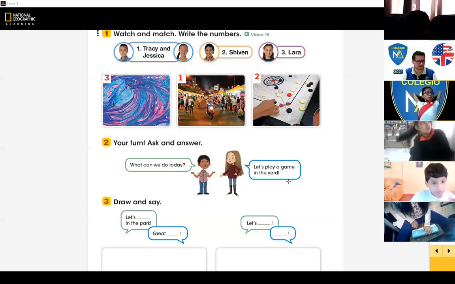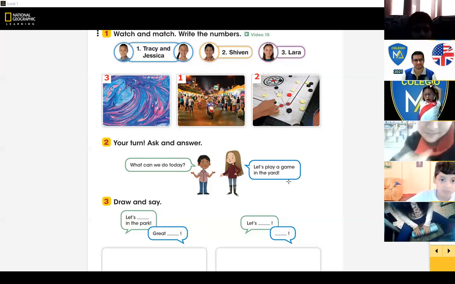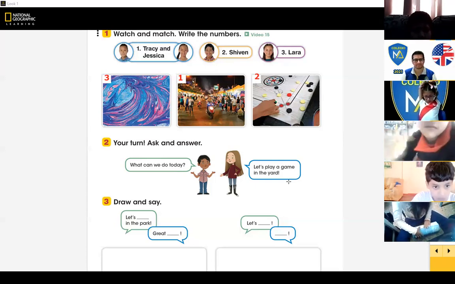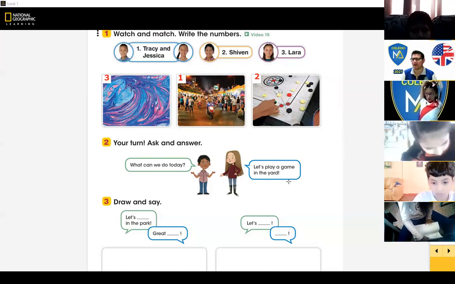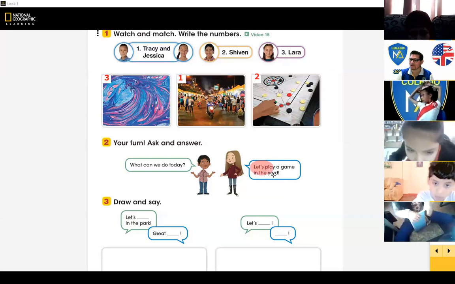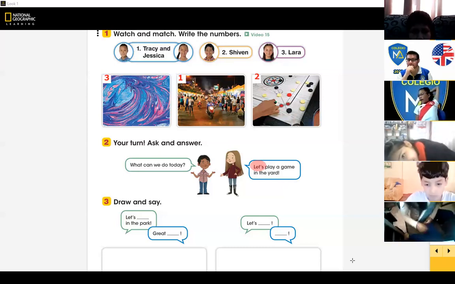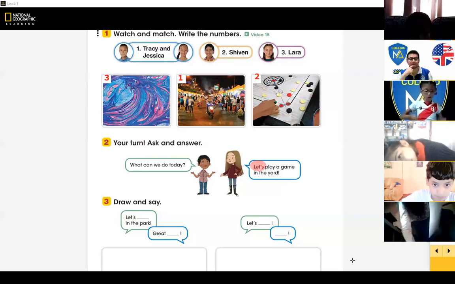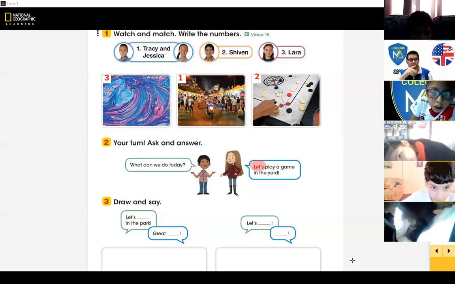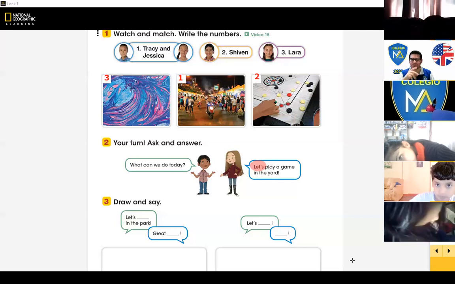Great idea, Ceballos Jose. I'm going to ask another student. Excuse me, Henry, what can we do today? Let's play a game in the grass. Okay, but tell me another suggestion, another thing, suggest me something else besides let's play a game. What else can we do? What can we do today? Henry? Suggest. Remember, you have to suggest. You have to suggest to me. What can we do?